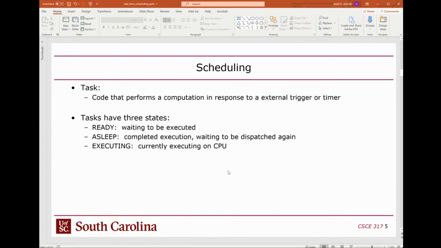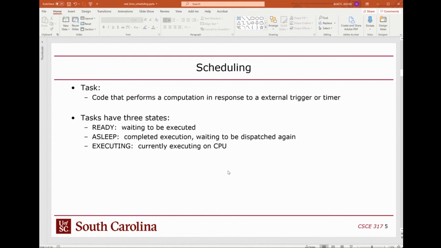It generally is something that tasks can come and go. They can be generated in response to a trigger or a timer. There are multiple states a task can be in, but the main ones are ready, meaning that it is waiting to be executed, but it isn't being executed.